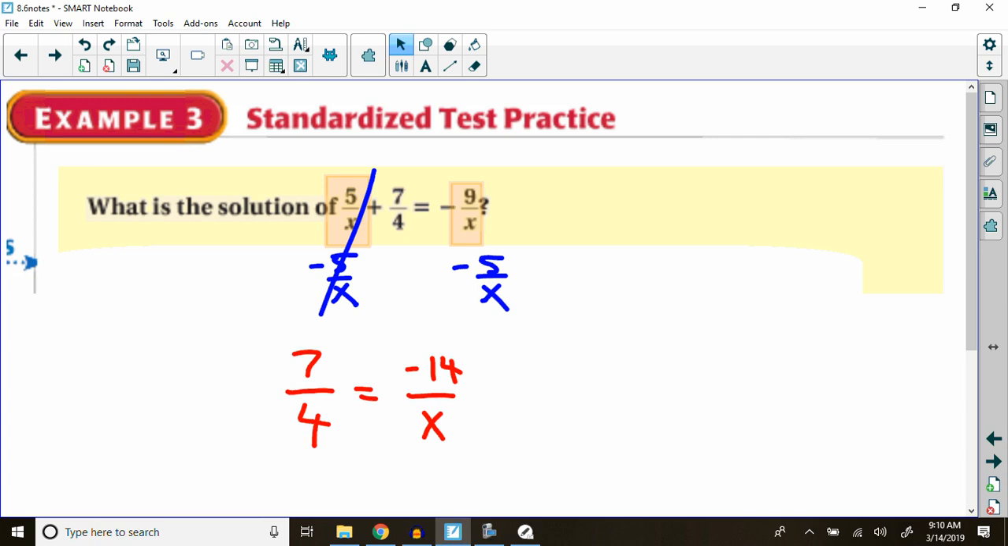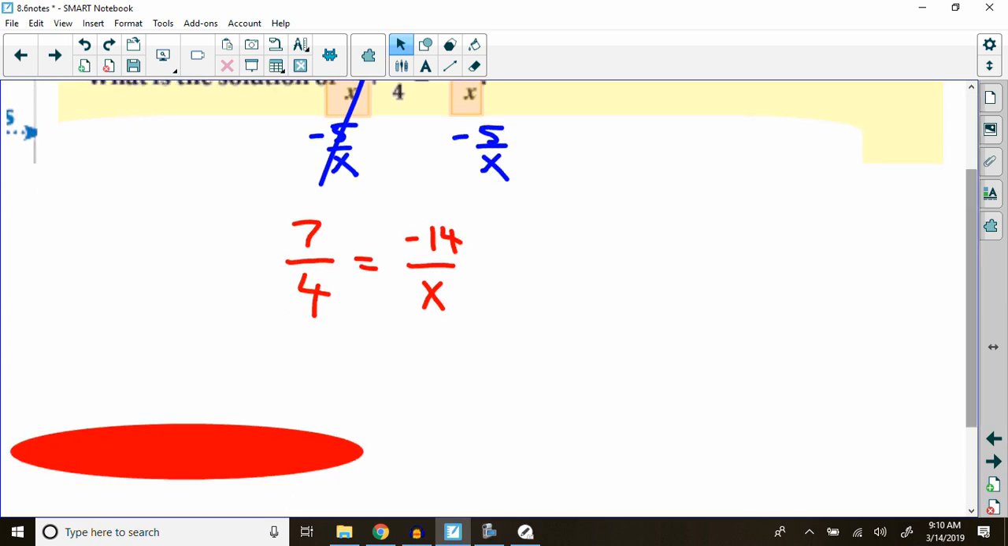Now, let's think about this. If my denominators were identical, this would be pretty easy. They're not. If my numerators were identical, this would be pretty easy. They're not, but they're close. We could cross multiply, or we could multiply the left side by -2 over -2 if you want. It's up to you. You want to cross multiply? All right, let's cross multiply.